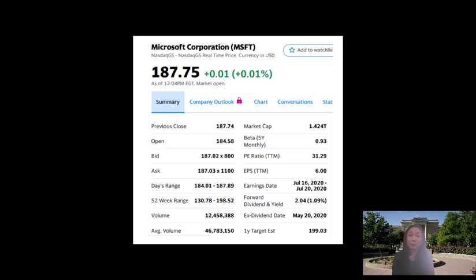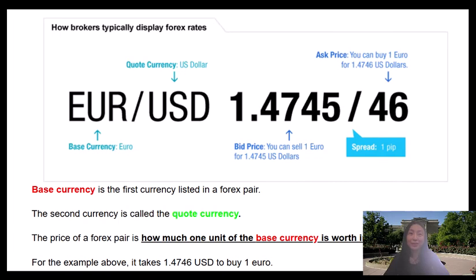The difference between the bid and ask is called the spread. And this is how market makers like banks or brokers earn a profit. They stand ready to buy and sell, providing liquidity to the market. In forex, banks often act as dealers. They sell from their currency inventory at the ask price, for example, 1.4746 USD per EUR, and buy at the bid price, for example, 1.4745 USD per EUR.